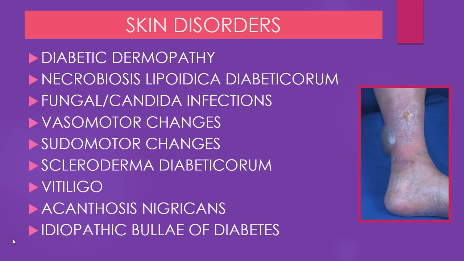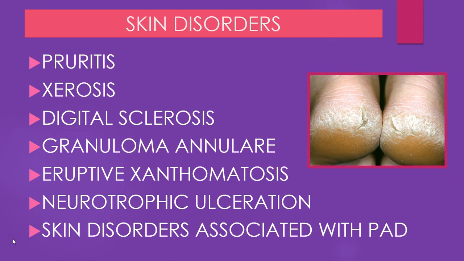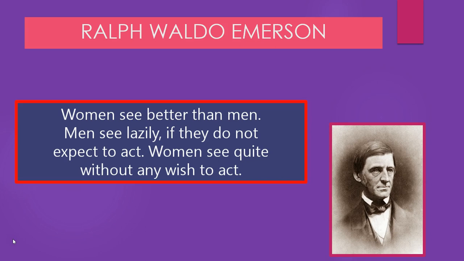We have more classic skin disorders such as necrobiosis or diabetic dermopathy. We have an increased risk of other problems such as skin pruritus and cirrhosis in the diabetic skin. We have, of course, ulceration, and then other problems which are seen in diabetic skin with increased frequency, although not all that commonly, such as digital sclerosis, granuloma annulare, xanthomatosis.